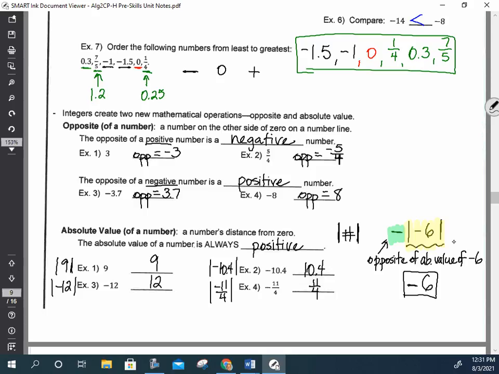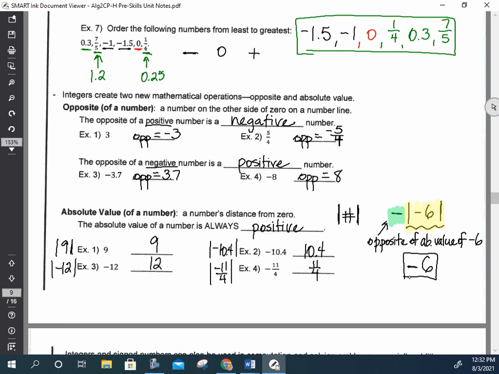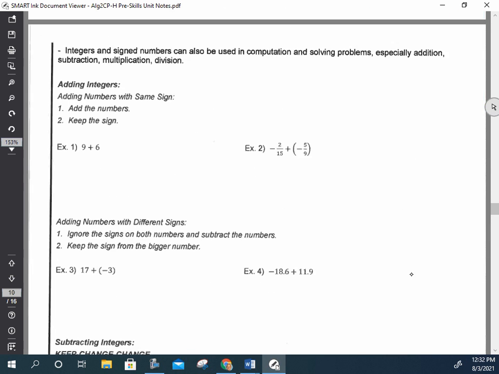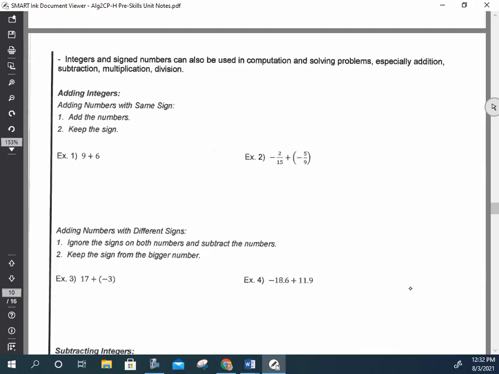So again, understanding the symbolism, the notation, how it works will make it pretty easy for you to solve the problem. Now we've addressed opposite and absolute value. We've addressed comparing and ordering integers. So now we can go ahead into the computation phase with positive and negative numbers. Let's start with adding.